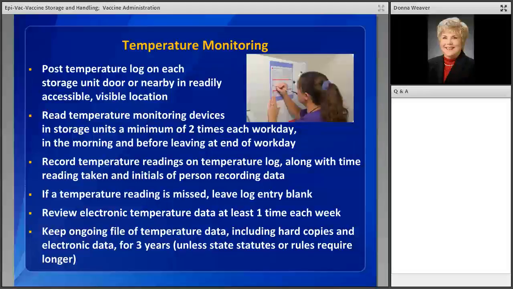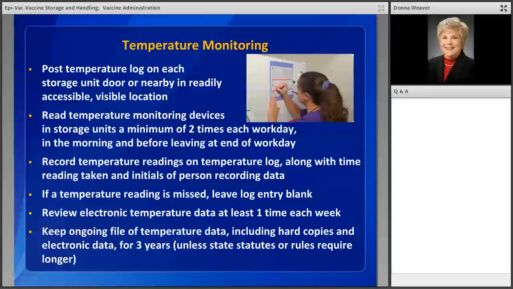A temperature monitoring log sheet should be placed on each storage unit door or nearby, and the following information should be recorded: the temperature, the date, the time, and the initials of the person recording the data. If a reading is missed, then leave that entry blank in the log. The twice daily checks also provide an opportunity to inspect the storage unit, reorganize any misplaced vaccines, and remove any expired vaccines. This information, along with the room temperature, can be very helpful if there's been a temperature excursion and you're seeking guidance on whether the vaccine can still be used.